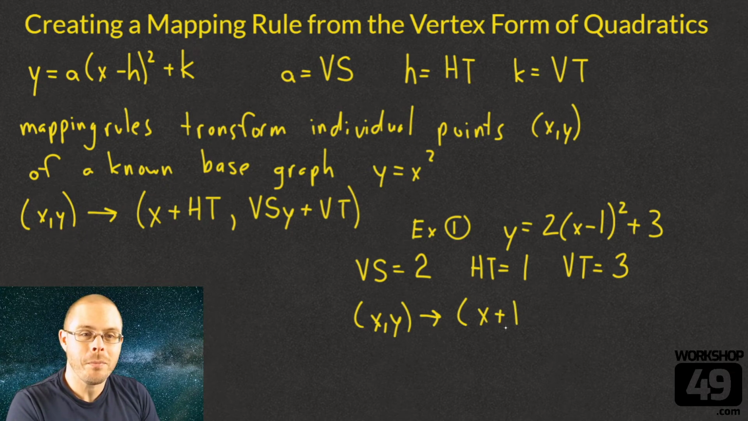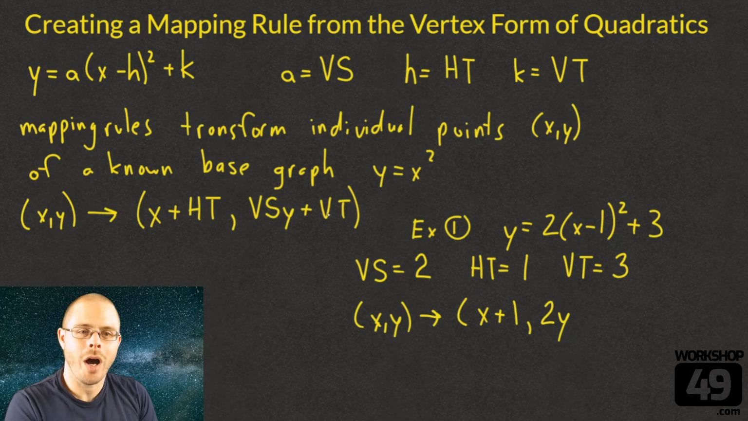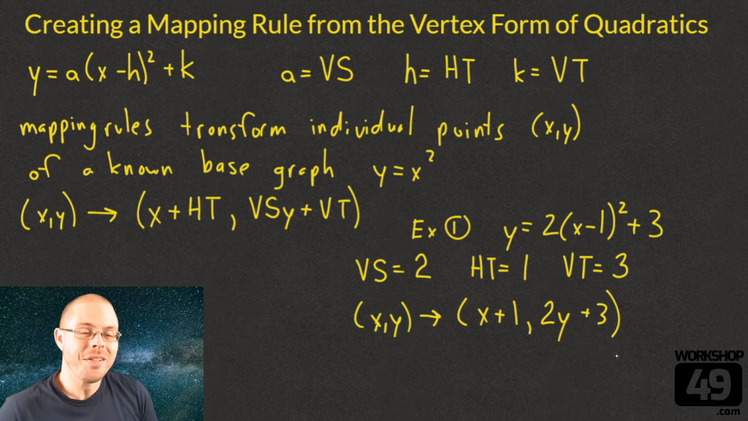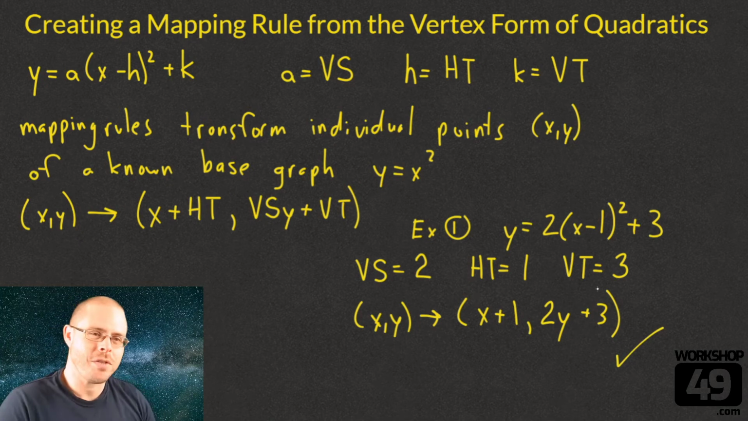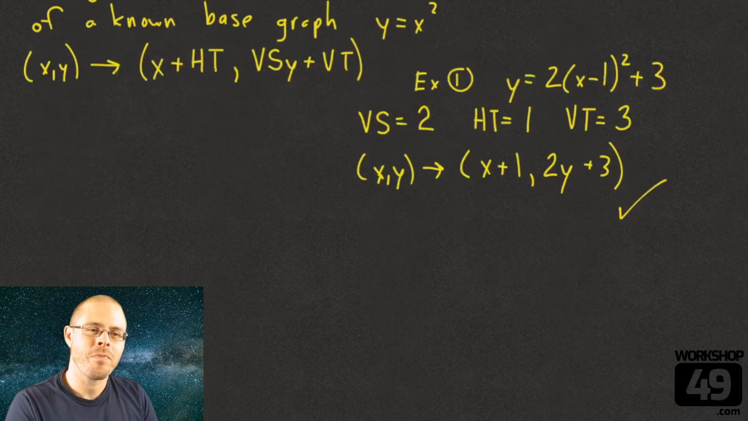X plus 1, because that's our horizontal translation, comma, the vertical stretch times y, so 2y, and then we add on the vertical translation, plus 3. Mapping rule complete. This rule will allow us to take any point from an old parabola and transform it into our new equation. Big check mark.